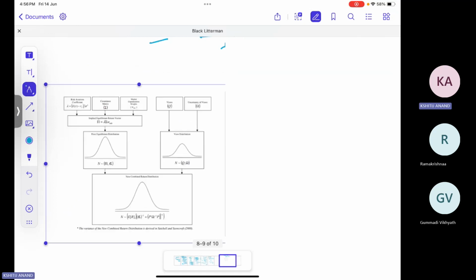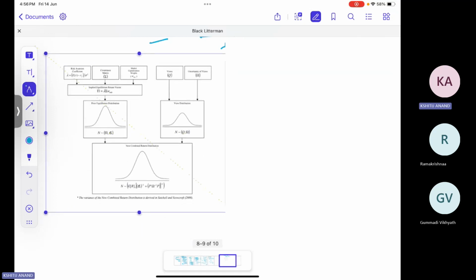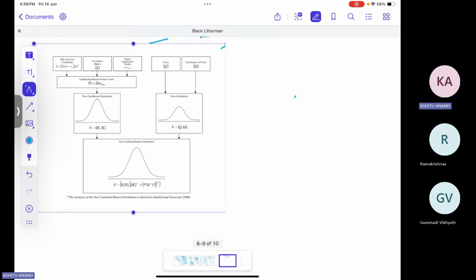As I already told, first of all, you have the risk aversion coefficient lambda. This is the expected return of the market minus the risk-free rate, divided by the variance of the market, then you get lambda. This is the variance-covariance matrix of excess returns. This is the weight of your assets according to market capitalization. From there you get the implied equilibrium return vector pi, right?